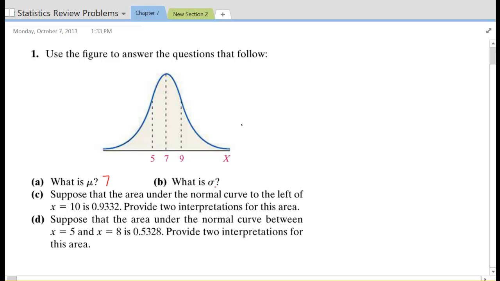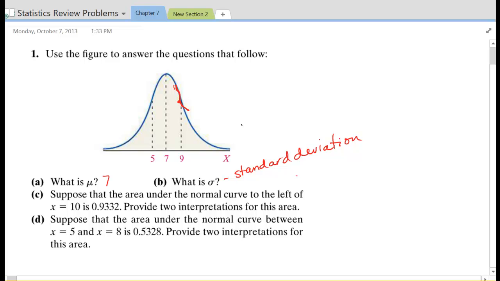What is sigma? What is the standard deviation? Now the standard deviation in a normal distribution occurs at the points of inflection. Well, it doesn't occur there. What it is, it's the distance from the points of inflection to the mean. So you can see here that the curve is changing shape. If I can draw this, it's kind of curved up and then curved down, and then it starts curving up right at this point here.